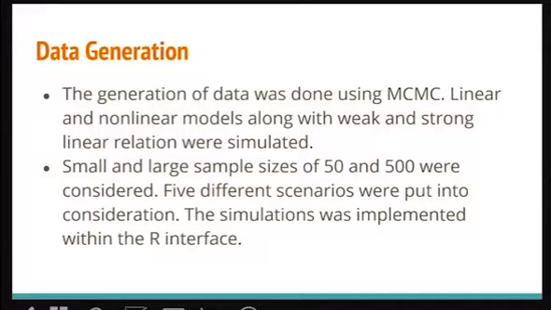Because of that, I'm going to perform what I call an MCMC simulation. I'm going to consider both linear and nonlinear models, along with weak and strong linear relationships. I'm going to work with small and large sample sizes, like 50 and 500. I basically want to see the behavior of a diagnostic plot when sample size increases. So 5 different scenarios will be considered, and I'm going to make use of R software.